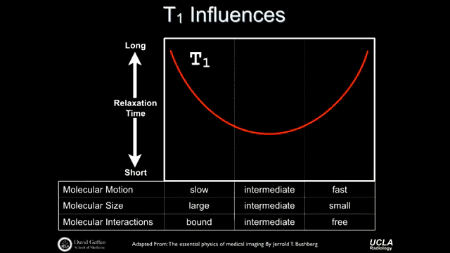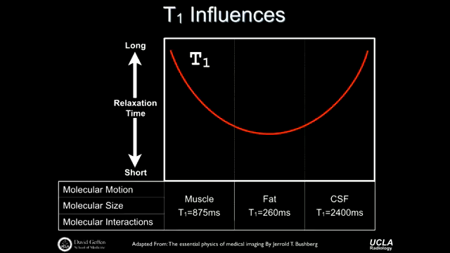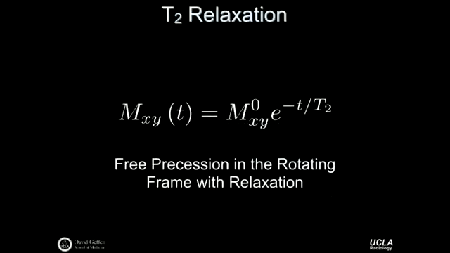Its molecular size, fats can be relatively big, but they're not big like proteins big. And in terms of how well fats move around and interact with other molecules, maybe you can imagine it's somewhat intermediate relative to something like CSF or something that's really bound like muscle. So again, just trying to give you some intuition as to why these observations have been made and associated with different tissue types. The other component of relaxation is the T2 component.